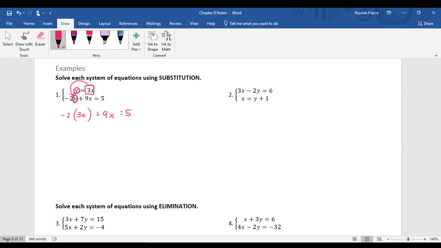Okay, so negative 2 times 3 is negative 6. So I've got negative 6x plus 9x equals 5. All right. On the left side, I'm going to combine these x terms. Negative 6 plus 9 is 3. And then to get x by itself, I'm going to divide both sides by 3. Okay, so right here, my x value is 5/3.